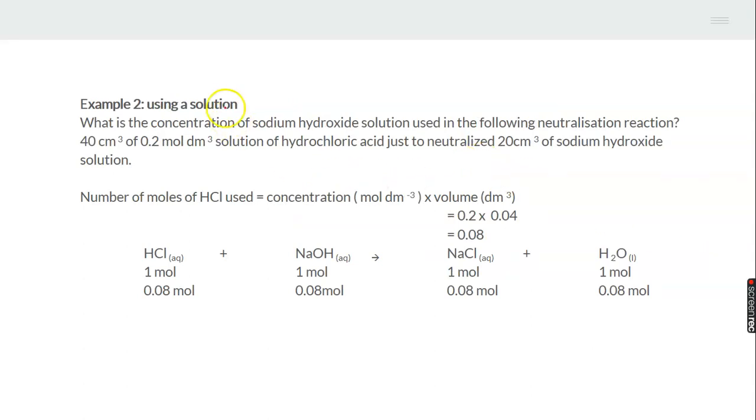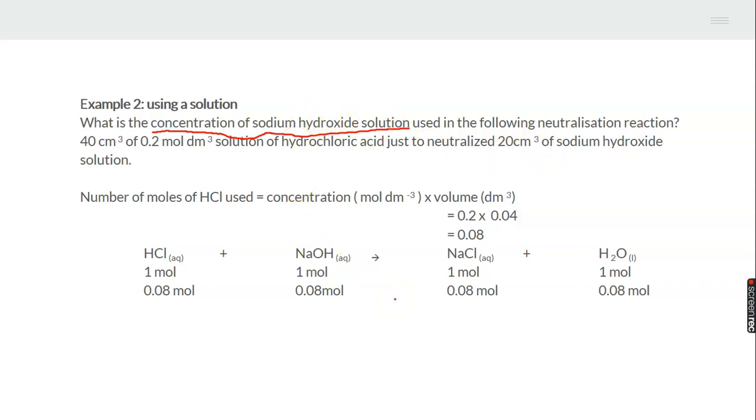So using solution, this is another example. Following the steps, you have to calculate what? When sodium hydroxide solution is used in the following neutralization, you have to calculate the concentration of sodium hydroxide, which is used in neutralizing HCl, hydrochloric acid. You have been given the volume of hydrochloric acid, you have been given the concentration. You are also given the volume for sodium hydroxide. You have to get your concentration. How can you get that?